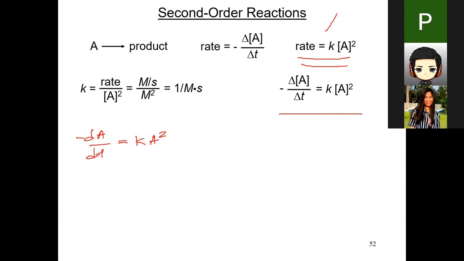Okay, so pagsamahin lang natin yung A, we'll have negative dA over A squared equals K dt. Tapos integrate natin from 0 to time t. Tapos ito, integrate din natin from, yung concentration at time equals to 0 is A sub O. Tapos yung concentration at t is A. Ganun, ano? This is A squared.